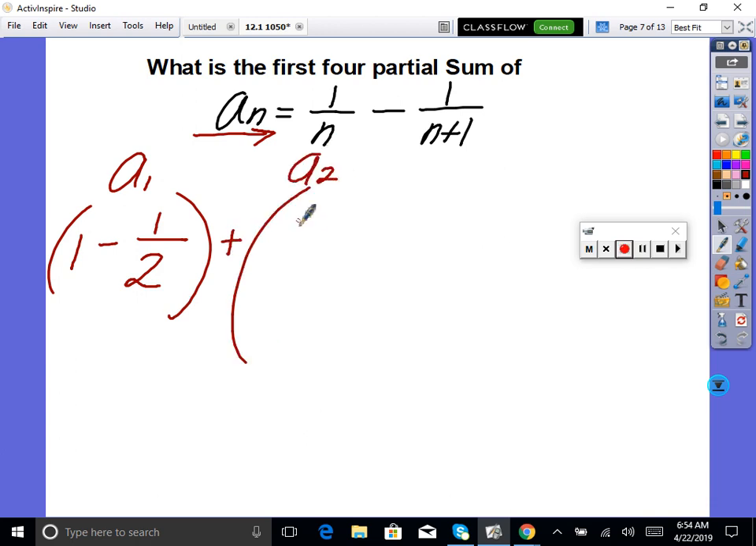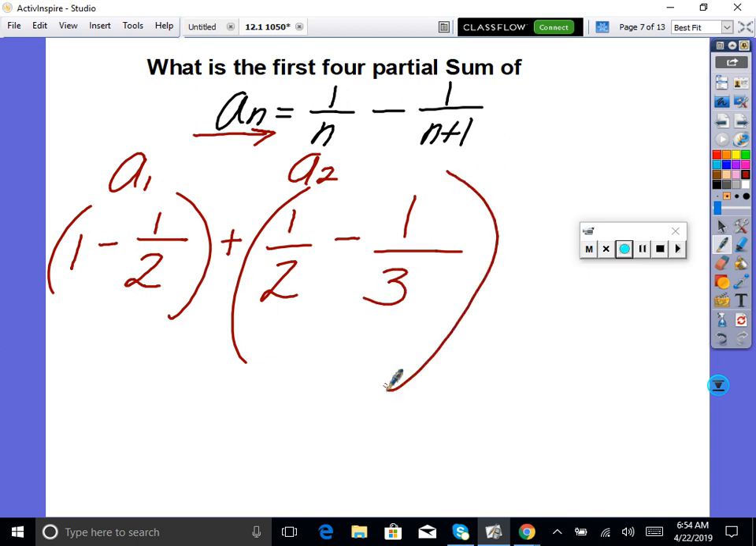So that would be 1/2 minus 1 over 3. You guys see where we're getting this? We're just plugging it in. Yeah, 1 divided by 1 is 1. Minus 1, and then 1 plus 1 is 2. Just plugging it directly in.